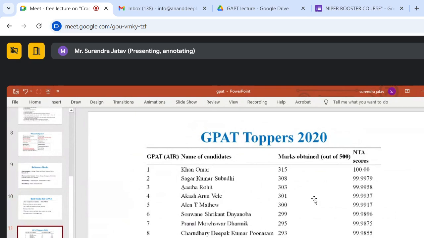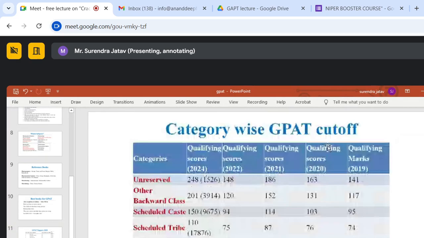How many people, after solving how many questions, become toppers, we already know. Out of 500 questions, if the first rank person gets 315 marks out of 500, so he scores around 63%. Before 2022, Sagar got a score of 308, and he was the second topper. So I will simplify this strategy.